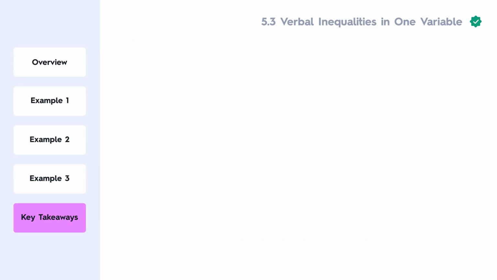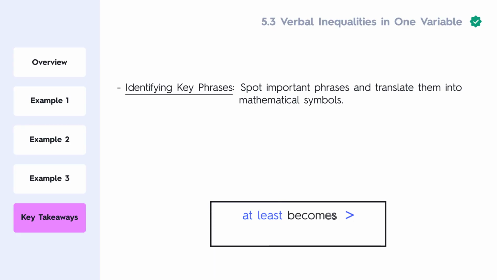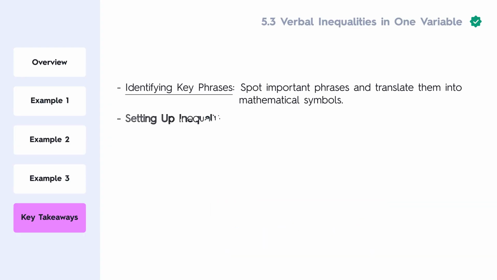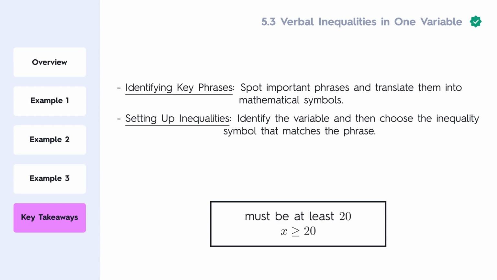Great job working through verbal inequalities today. Let's recap the main ideas we covered to make sure they stick. First, identifying key phrases. We learned how to spot important phrases like at least, no more than, greater than, and less than, and translate them into mathematical symbols. For example, at least becomes greater or equal to and no more than becomes less or equal to. Second, setting up inequalities. Once we understand the phrase, we can set up an inequality. Always start by identifying the variable, then choose the inequality symbol that matches the phrase. For example, must be at least 20 turns into x greater or equal to 20.